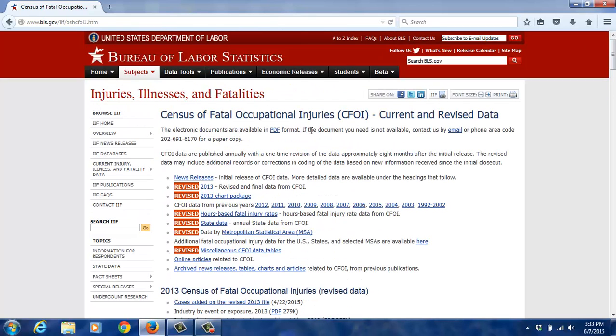But what I did is I tried to provide you the overall industry report. It just gives you a good idea. Then you go investigate further, research further if you're looking for a specific industry or a particular event or cause. So this is all the information on the CFOI, which is again the Census of Fatal Occupational Injuries. And that's the fatality stuff.